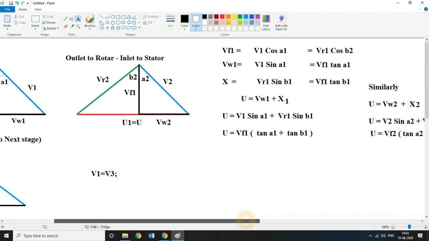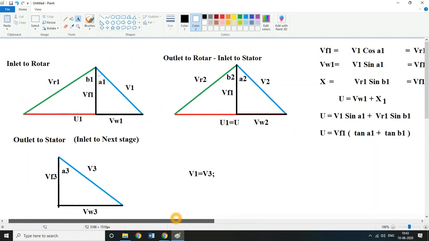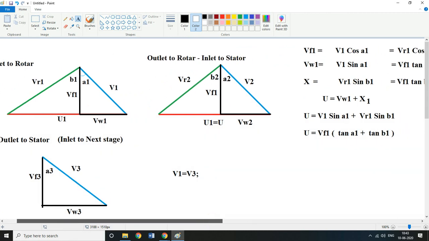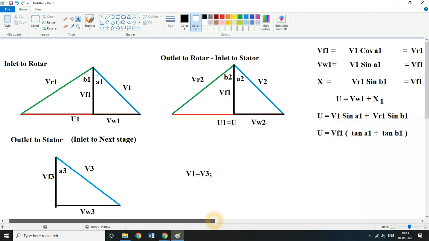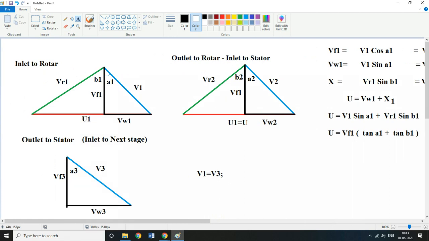Okay. So once you have given out those conclusions, we know U1 is equal to VW1 plus the remainder of U, that is X1. Correct? So therefore, we can write VW1 is equal to V1 sine alpha 1 plus X1. We don't know the value for X1, correct? But X1 can be written in terms of sine. So beta 1 would be opposite, X, divided by hypotenuse VR1. So therefore, X is equal to VR1 sine beta 1.